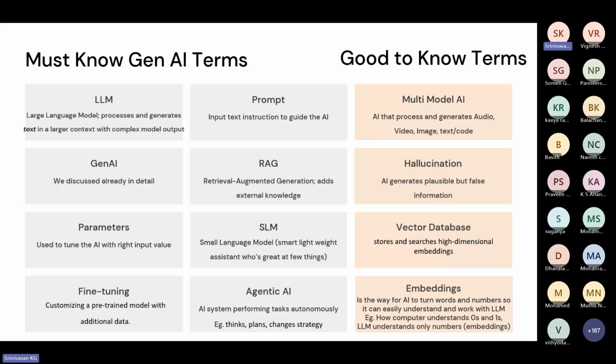Okay, so the large language model is to process and generate text in a larger context with complex model output. Language model means it is going to generate the output. We can give the input, and it is going to read the data, process it, understand it, and then based on that, give the output.